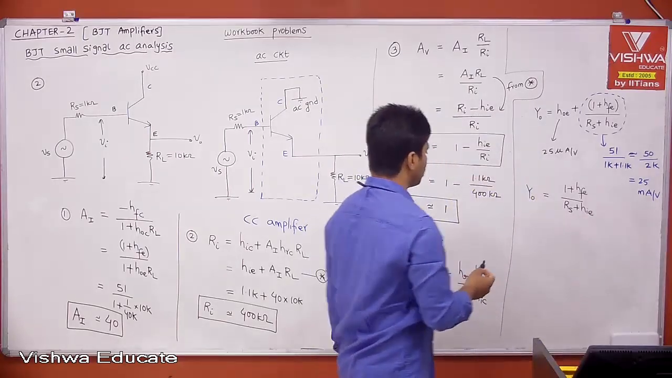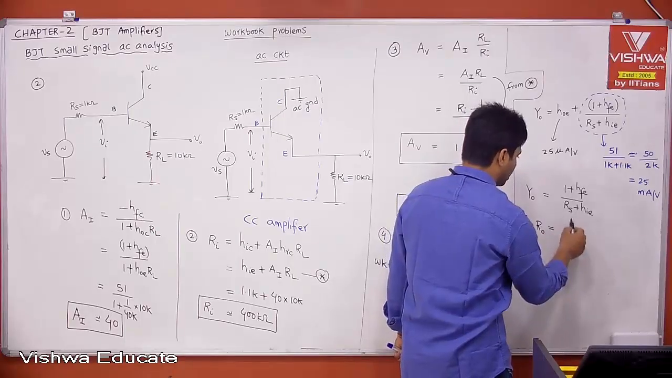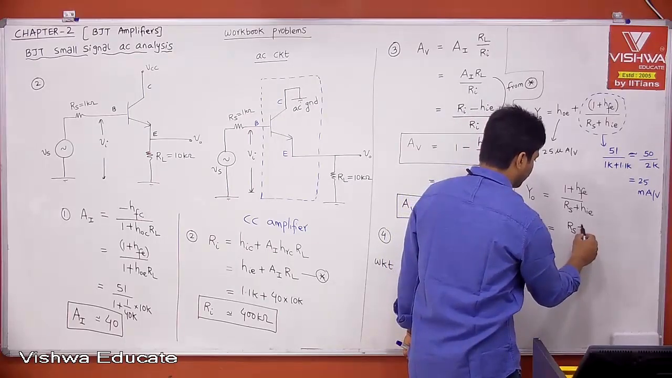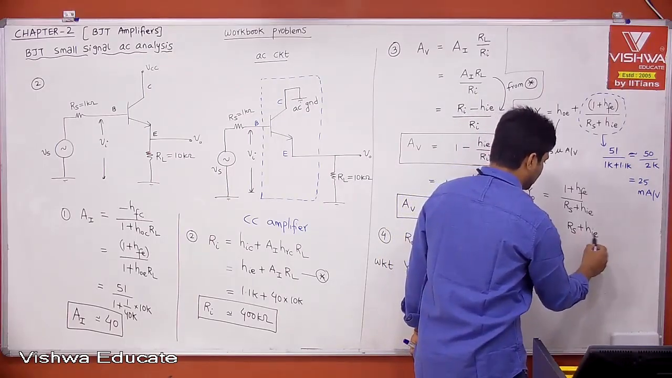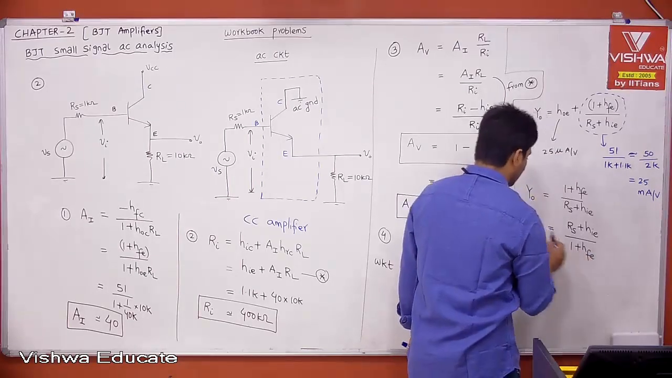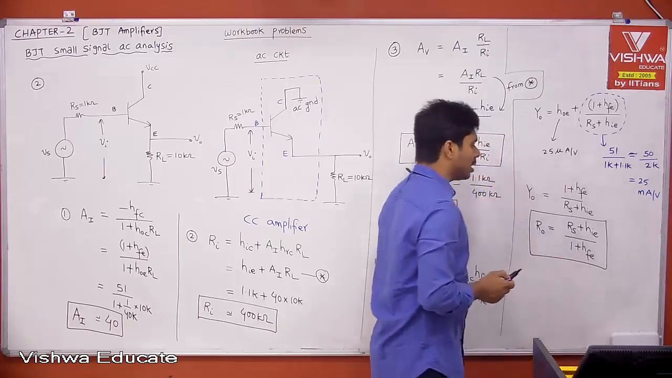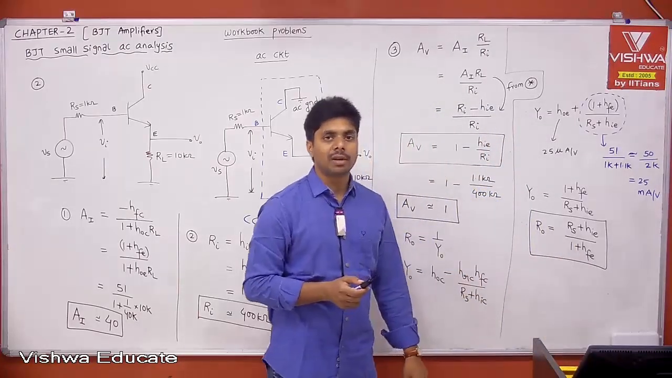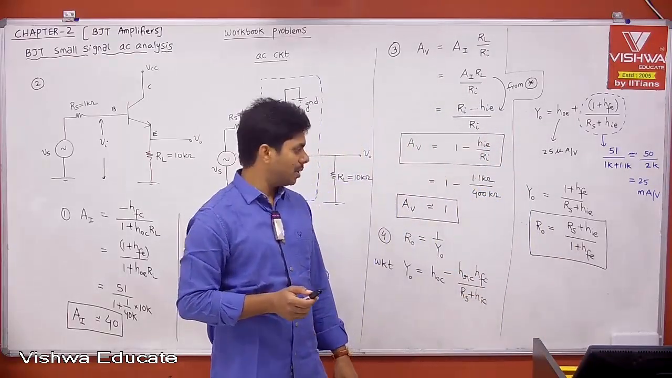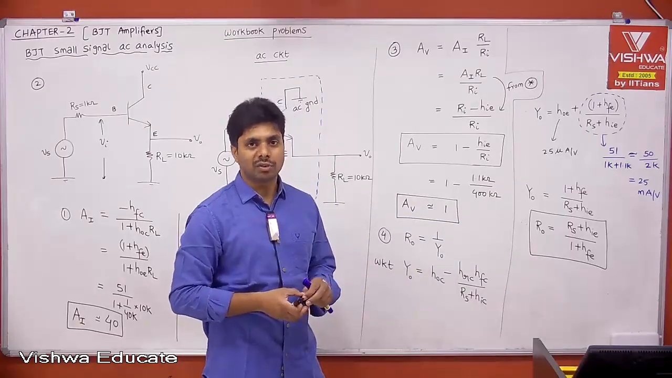Then what is your R naught? Therefore, R naught is equal to 1 by Y naught, which is (RS plus hie) divided by (1 plus hfe). This is what you can keep in the bracket. Remember, this is a derived formula: the output impedance of the CC amplifier in terms of h parameters is (RS plus hie) divided by (1 plus hfe).